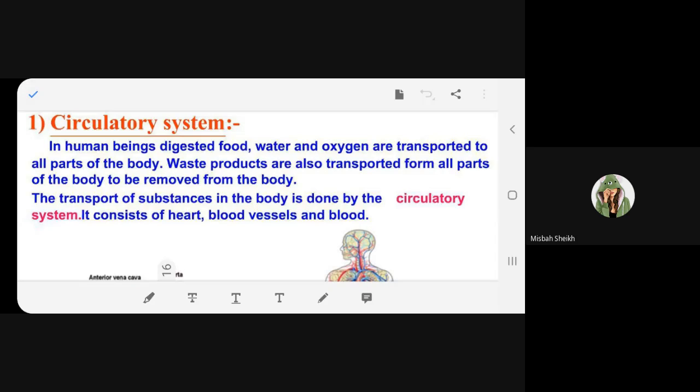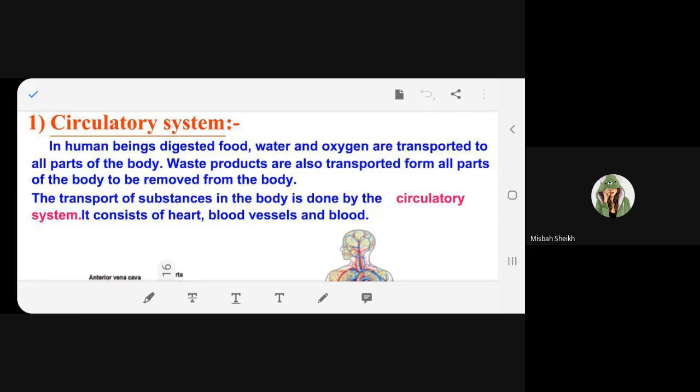Circulatory system. In human beings, digested food, water, and oxygen are transported to all parts of the body. Waste products are also transported from all parts of the body to be removed from the body. The transport of substances in the body is done by the circulatory system. It consists of heart, blood vessels and blood.